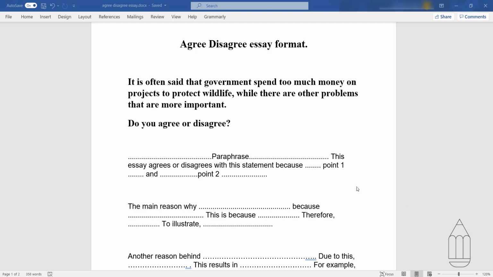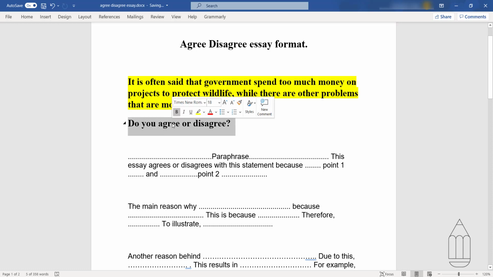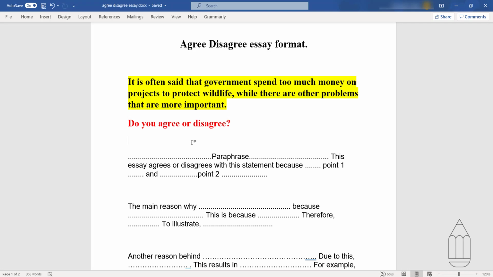Now we have a question statement here, because this is the statement, and we have to be aware of the question. So this is the question. The question is whether you agree or disagree with this essay. So my approach is to go for one side. Either you can agree with the statement or disagree with this statement.